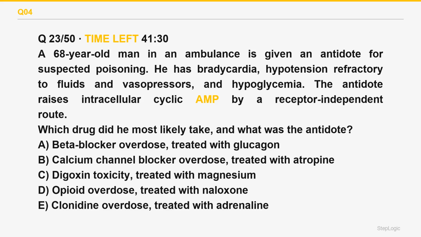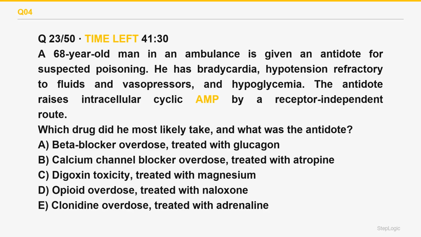Which drug did he most likely take? And what was the antidote? A 68-year-old man in an ambulance is given an antidote for suspected poisoning. He has bradycardia, hypotension refractory to fluids and vasopressors, and hypoglycemia. The antidote raises intracellular cyclic AMP by a receptor-independent route.